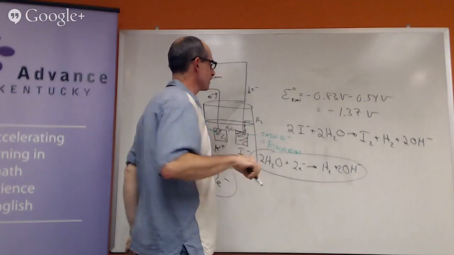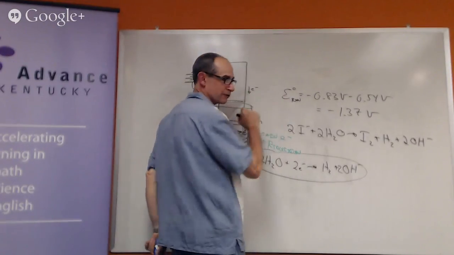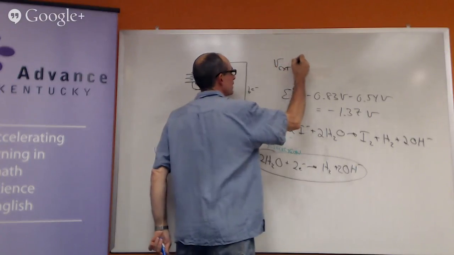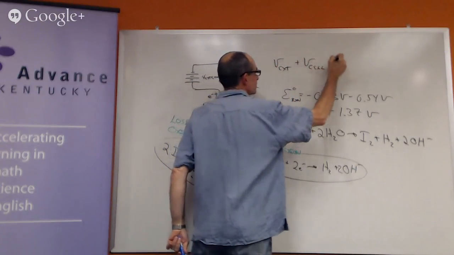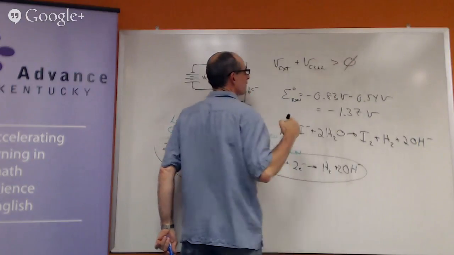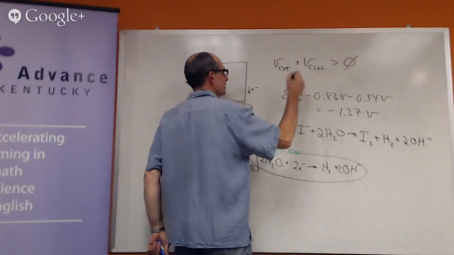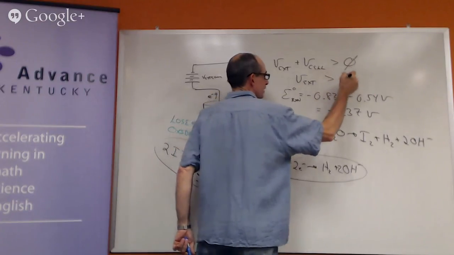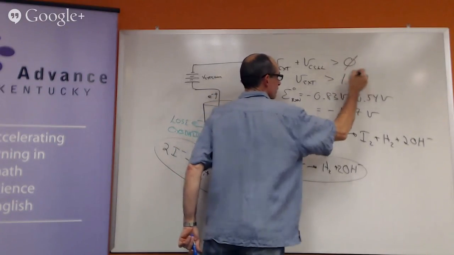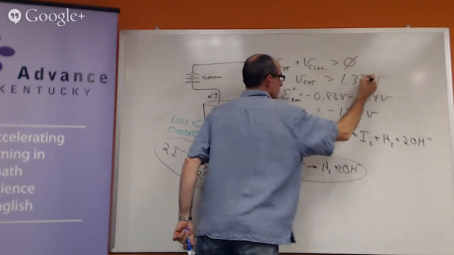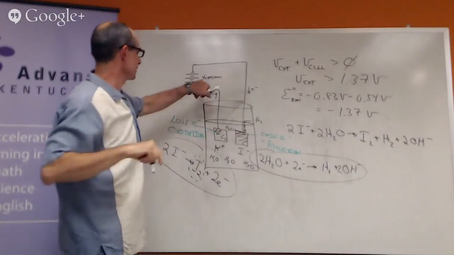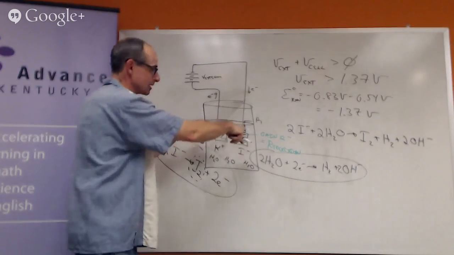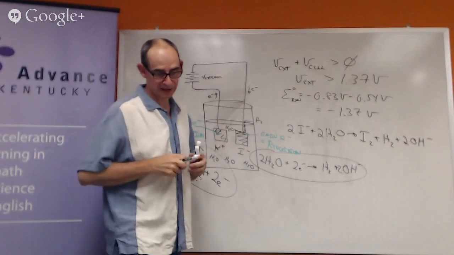So my cell potential is negative 1.37 volts. In order for this reaction to actually occur, the external potential plus the cell potential must be greater than 0. That means my external power supply must be greater than positive 1.37 volts. So you would have to have a power supply here that was powerful enough to push the electrons through and get this to happen.